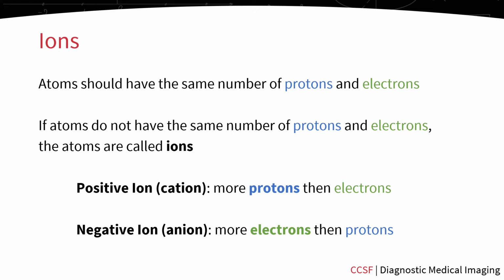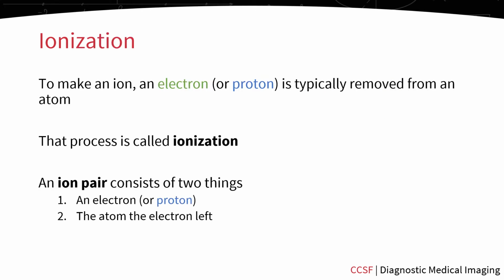When there are more protons than electrons, it is a positive ion called a cation. When there are more electrons than protons, it is a negative ion called an anion. The process of an atom losing or gaining an electron, or again in the rare circumstances a proton, is called ionization. When we talk about an ion pair, we're talking about the electron or proton that left the atom and then the atom that was left behind.